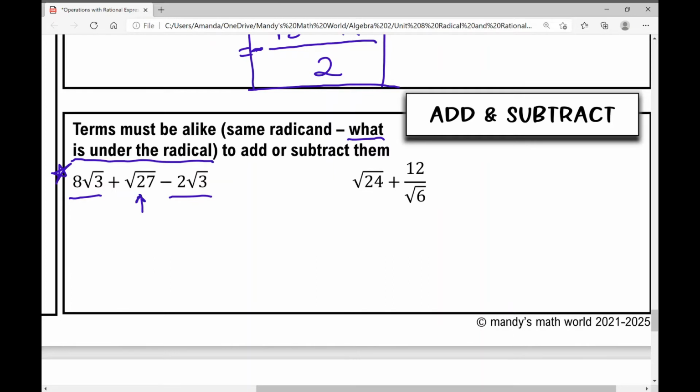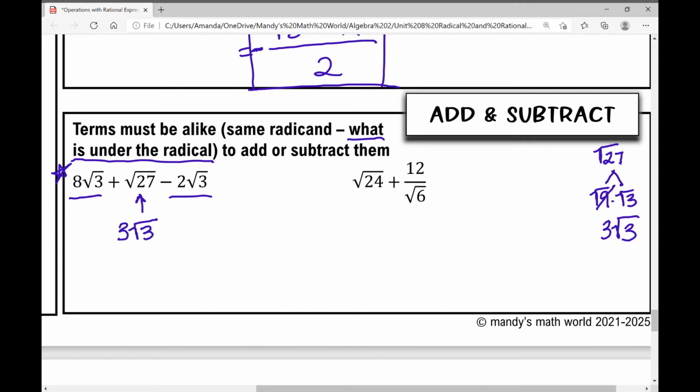Well, I can rewrite the square root of 27 in simpler terms. And if you need to, off to the side, the square root of 27 breaks down into the square root of 9 times the square root of 3. And I chose 9 because 9 is the biggest perfect square that goes into 27. What is the square root of 9? It's 3. So 3 root 3. So this actually can be rewritten as 3 times the square root of 3.